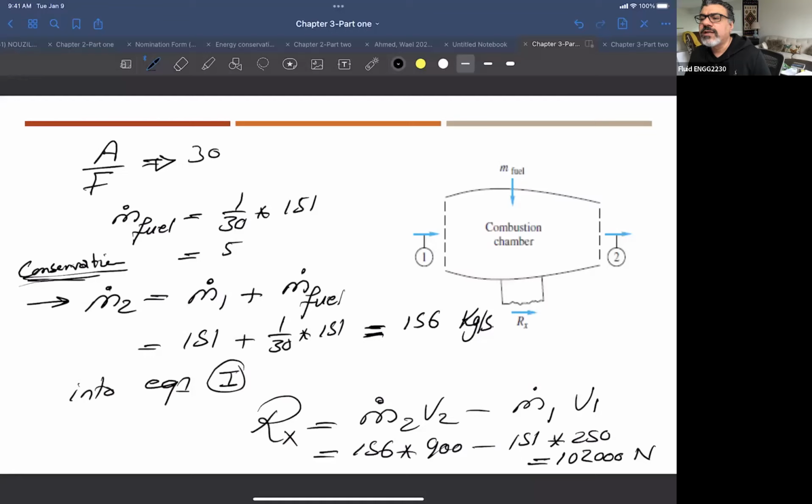Why don't we find the new density of M2? I don't need it, right? Because I get M2 as a summation of M1 and M fuel. I know M1 and I know how much M fuel is. So I don't need the second density.